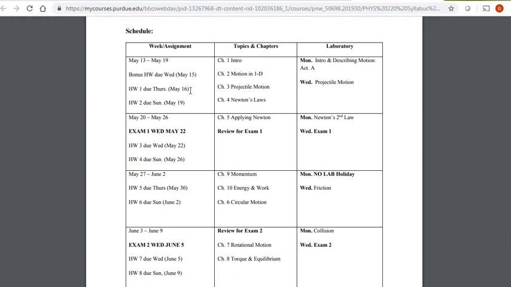First homework is due on Thursday. Second homework is due on Sunday. That's typically when they'll be due. Monday we'll do Activity A. Wednesday, projectile motion as far as the labs go.